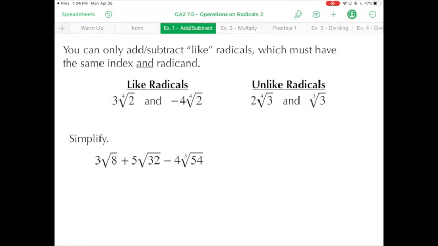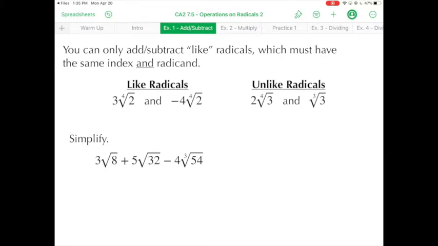You are only able to add and subtract what are referred to as like radicals. Like radicals are radicals that have the same index and the same radicand. It's a lot like the idea of like terms. Like terms are terms that have the same variable with the same power. So same kind of idea here.